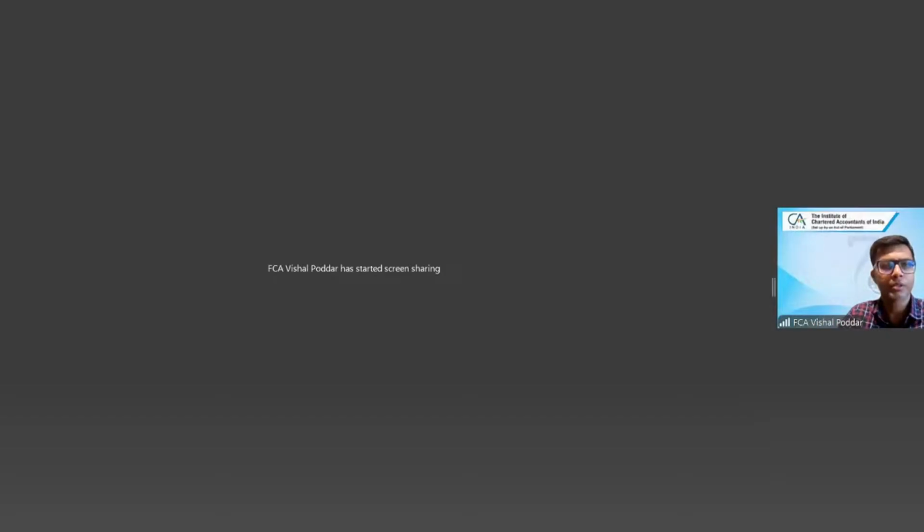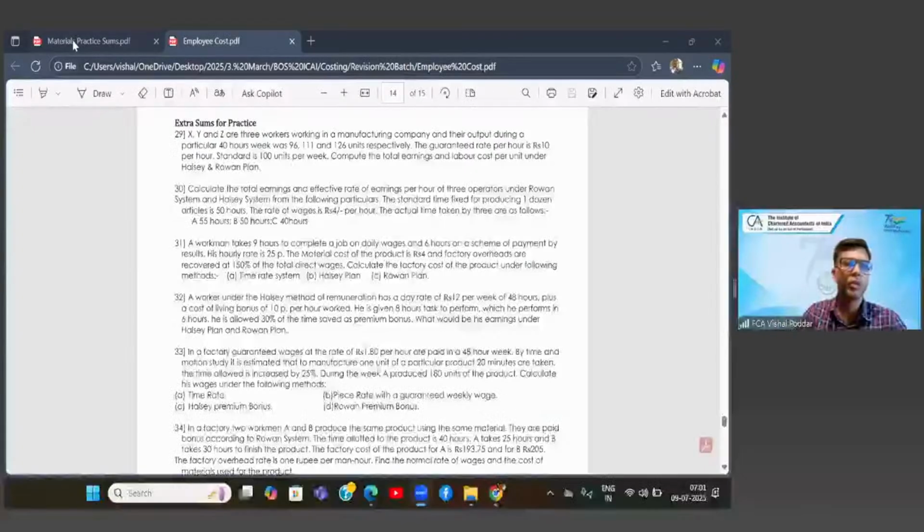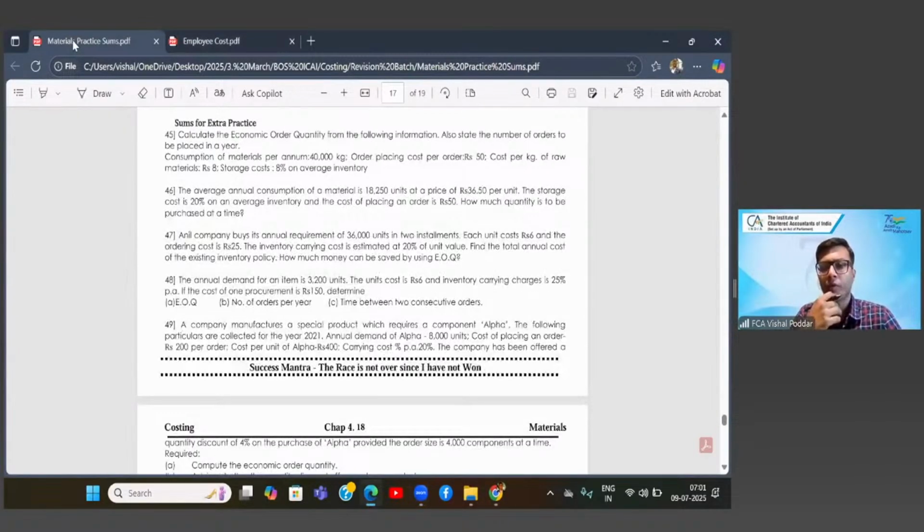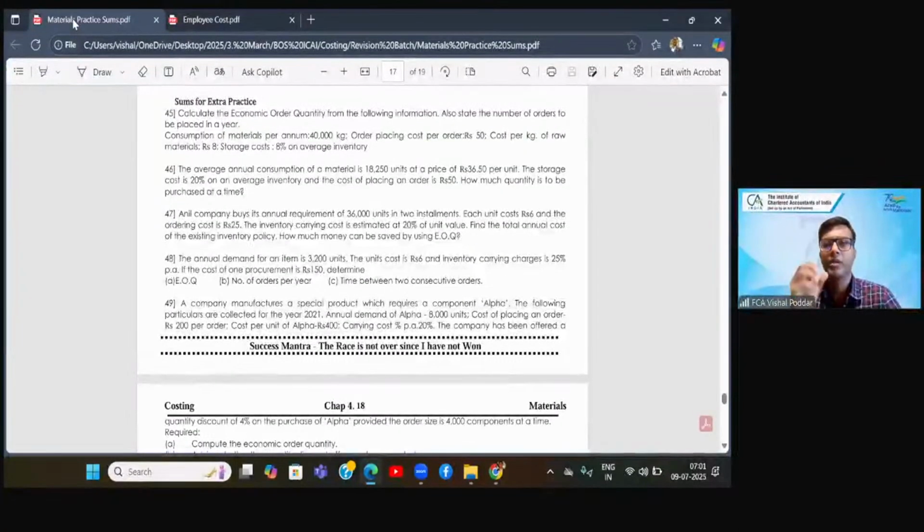So today's topics for revision include two topics: material cost and employee cost. Generally, for revision, what I prefer is, just for brushing up, first half an hour, 40 minutes, we will take up simple questions, and then we'll go to slightly tricky, slightly heavy, slightly difficult questions, right? So that you are able to match it up.